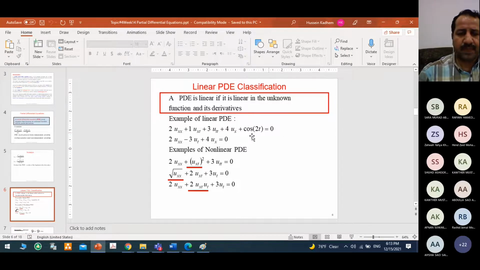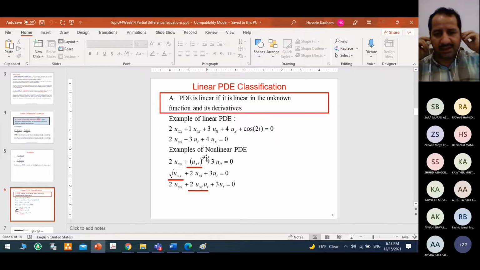So there is nothing here to tell me that this is a non-linear equation. This is linear. Let me go to the second equation. 2 u_xx, it's fine. Minus 3 u_t, it's fine. 4 u_x, it's fine. Nothing here is non-linear. But when I come to this, 2 u_x is fine, but u_xt means my function u is differentiated with respect to t first and then with respect to x second, but it is raised to power 2. You remember, 2 is squared. It's non-linear. It's not like a straight line. It's a parabola.